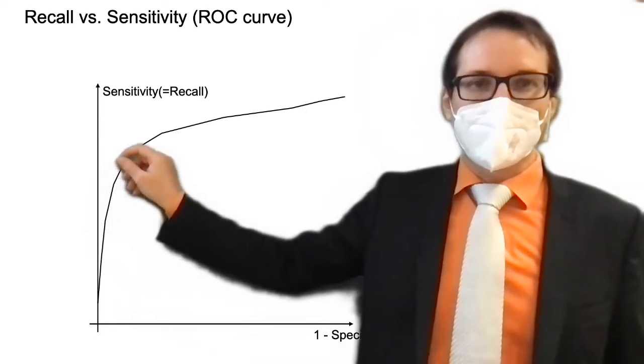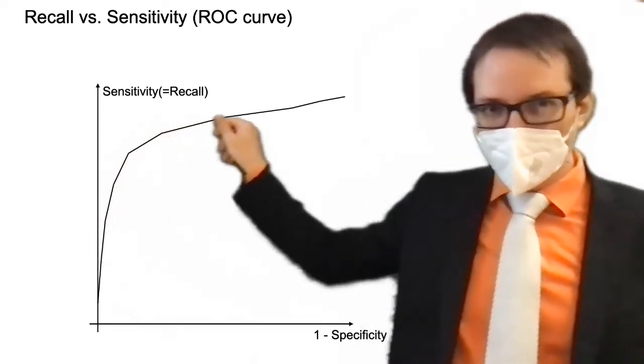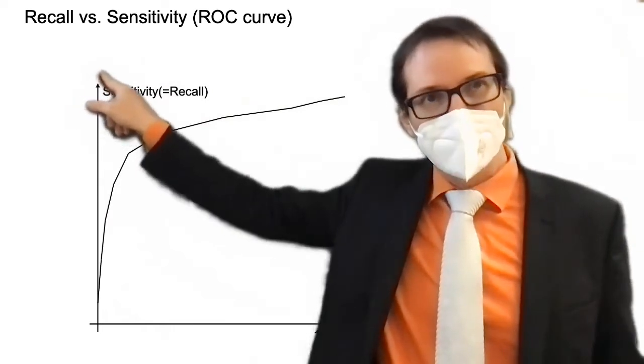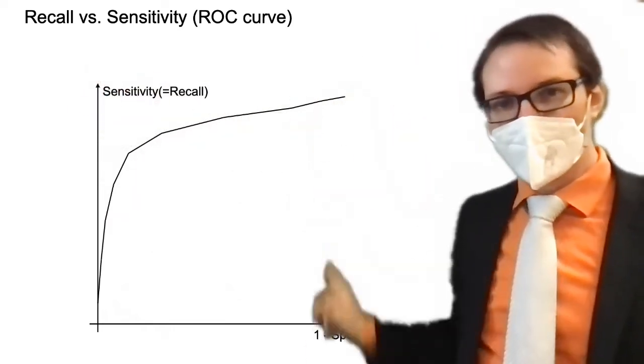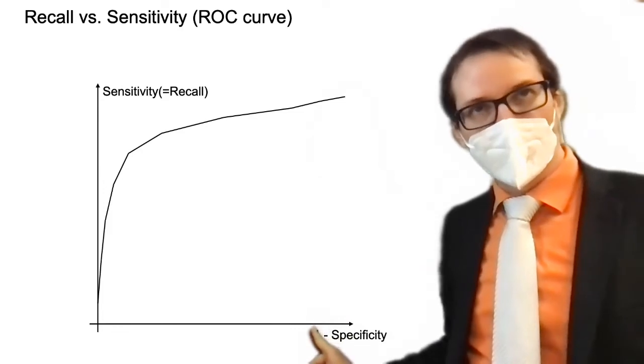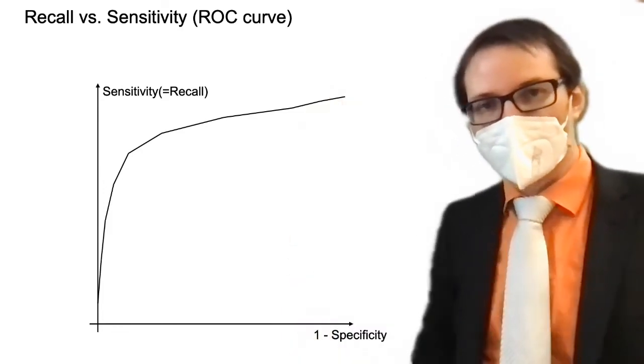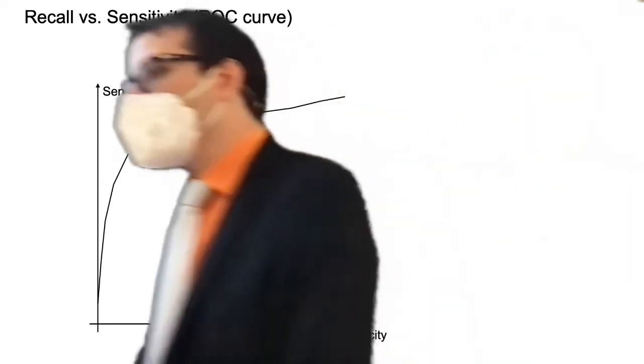And then at some point, if I continue turning the knob all the way, it will start beeping everywhere. So of course I have perfect recall because I find everything, but I also have a specificity of 0, which is because 1 minus, right? So the specificity of 0 is here, 1 minus 1. Okay, this is the ROC curve.